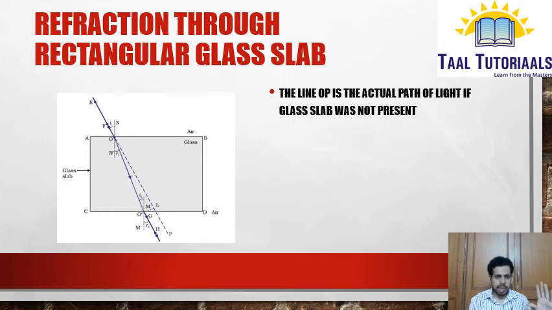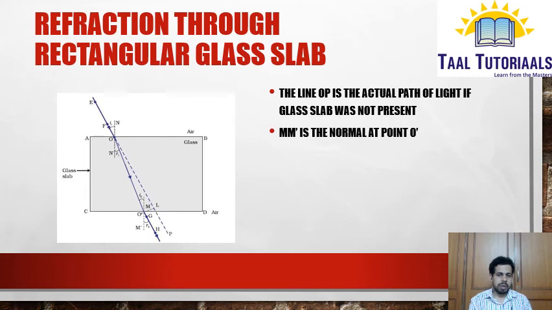But due to the glass slab, what is happening? It is refracting two times. First time it is bending towards the normal. Second time it is bending away from the normal. To whatever extent it bends in the first refraction, to the same extent it will bend away in the second refraction. So what happens? The emergent ray will be parallel to the actual path of the light.